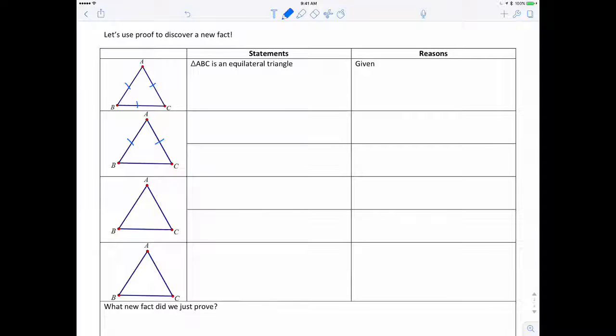Because that is true, we know that the triangle is also isosceles, because isosceles says at least two congruent sides. So we can say that triangle ABC is isosceles, and in this case, BC is the base. We're basing that on the definition of what it means to be isosceles.